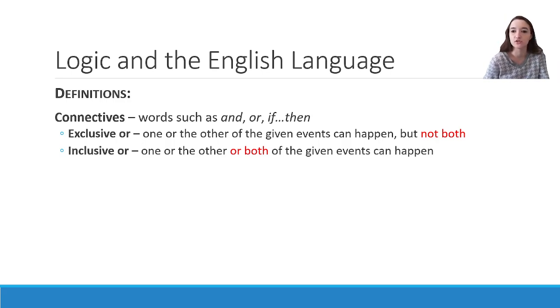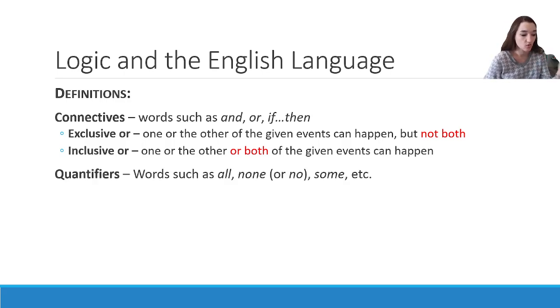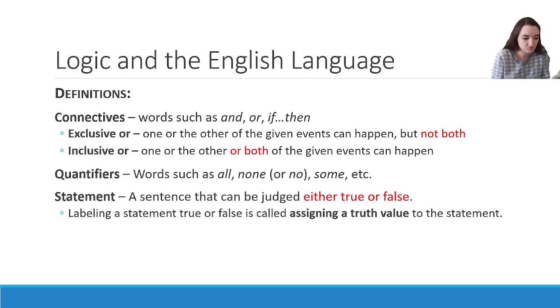So in general, I'm only ever talking about the inclusive or from now on. Next is quantifiers. Quantifier comes from the word quantity. It gives you an amount. So there are words such as all, none, some, stuff like that, that give you a very general amount of things. So all of this, or just some of this, or none of this at all, gives a context for an amount.